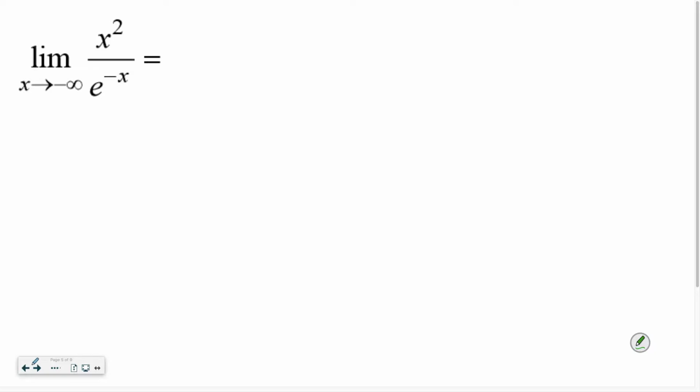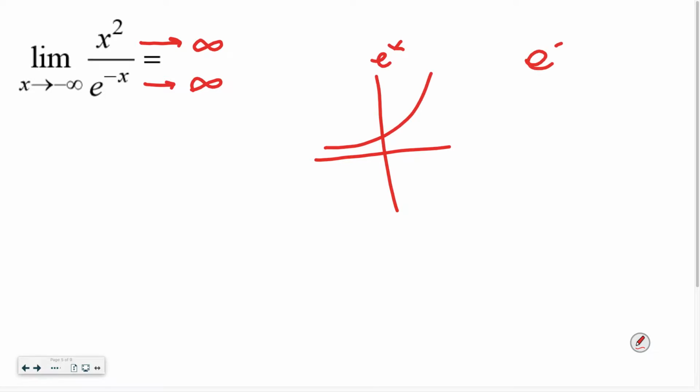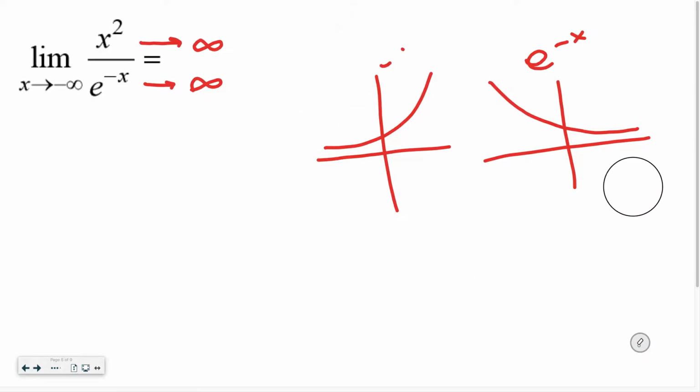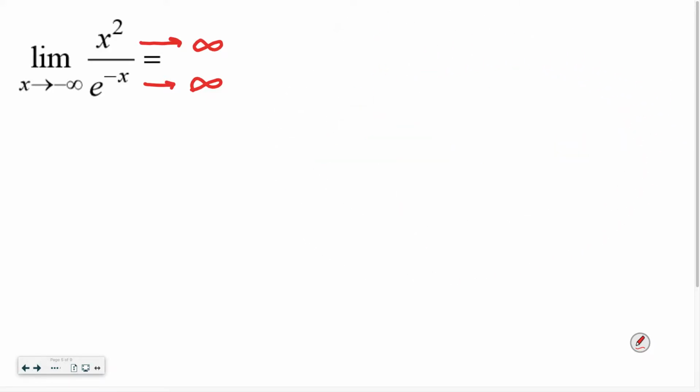A lot of time. All right, when we go towards negative infinity, what happens to x squared? Goes to infinity, right? E to the negative x towards negative infinity, what's happening? It's going towards infinity, okay? Please remember that exponential growth, e to the x, looks like this. E to the negative x, exponential decay, looks like this. All right, so we are going to have to apply L'Hopital's rule.